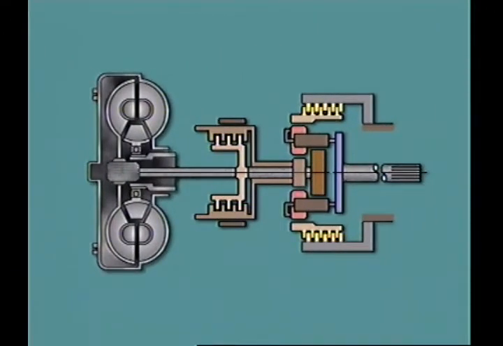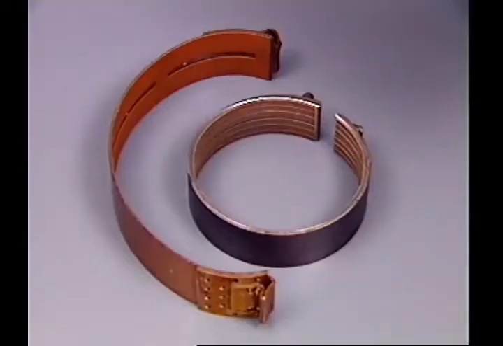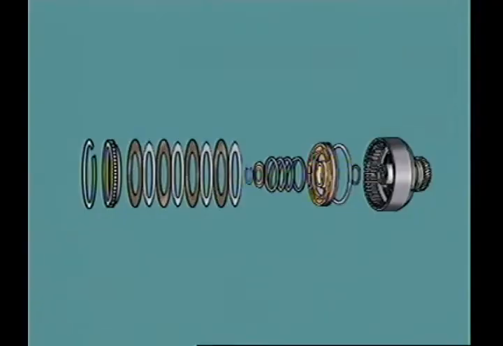Multiple disc clutches can be used to hold members to the case instead of using bands, but in most transmissions, they couple planetary gear members and shafts together. A servo-operated band can only hold a member stationary, but multiple disc clutches can hold or drive individual members. They have a set of driving plates and a set of driven plates, collectively called a clutch pack.